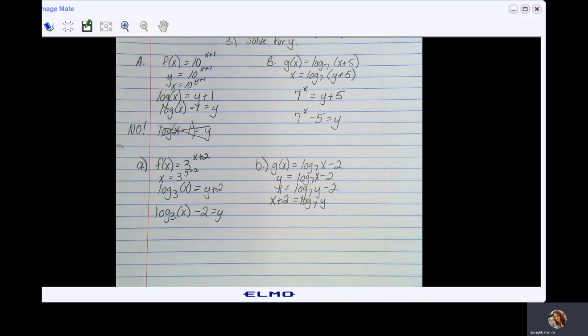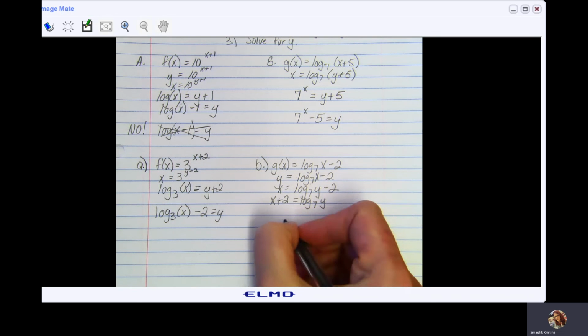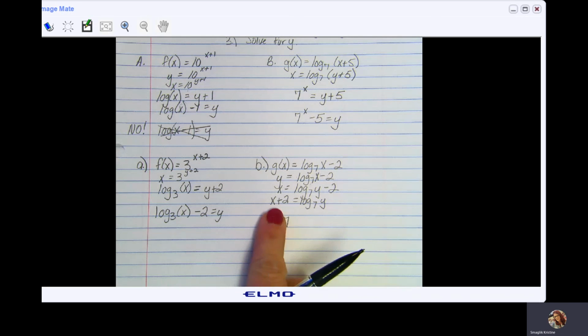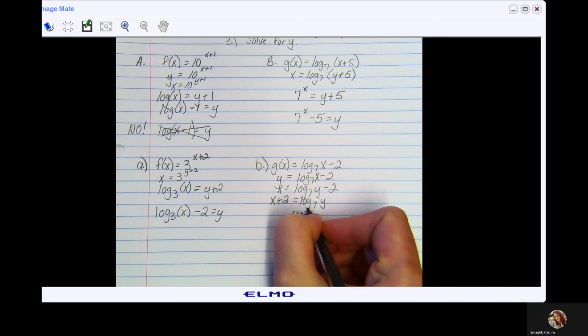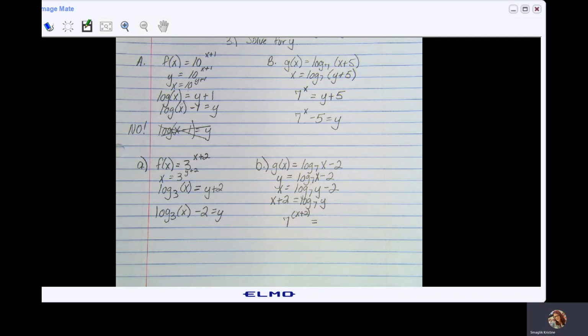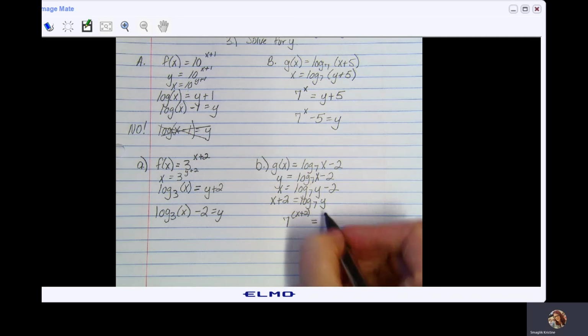And now let's write this in exponential form. My base is 7. The exponent is x plus 2 equals the argument or the result, which is y.